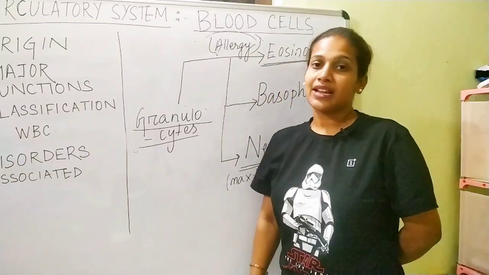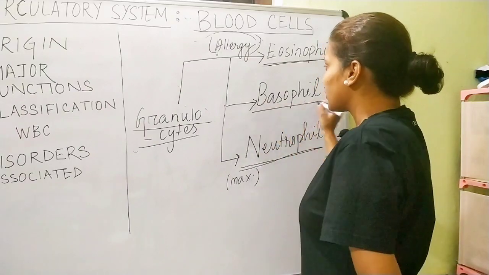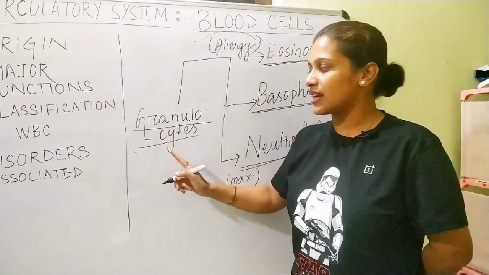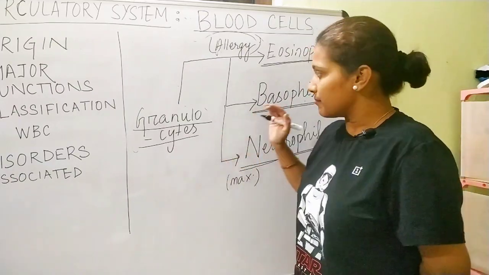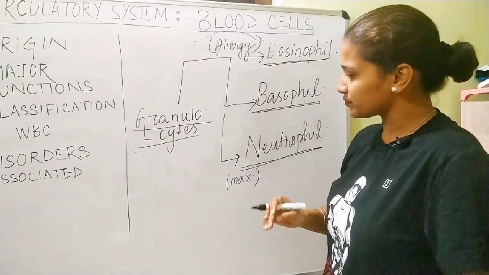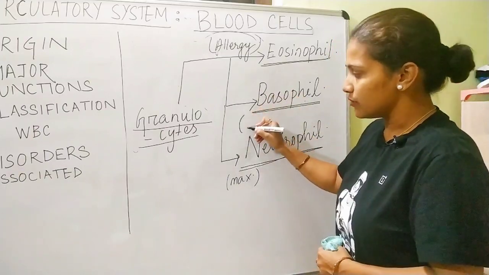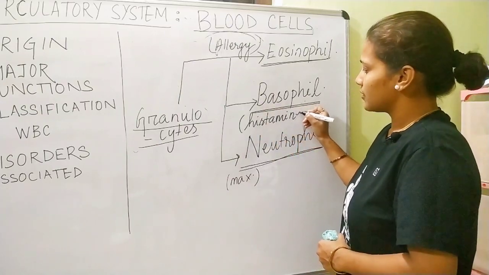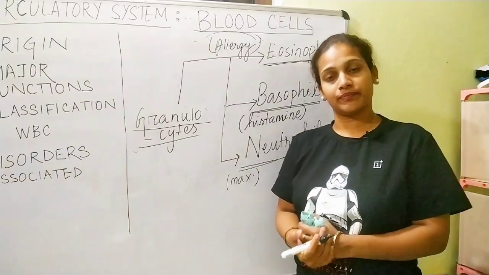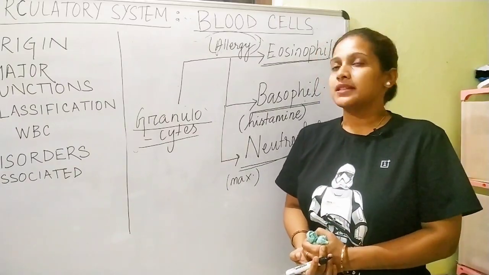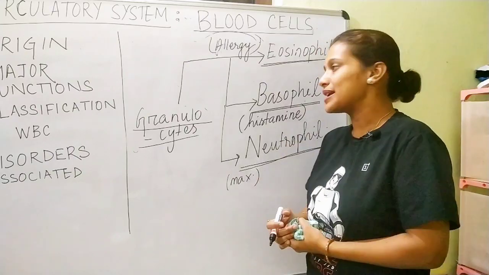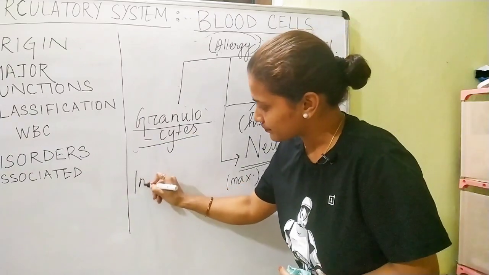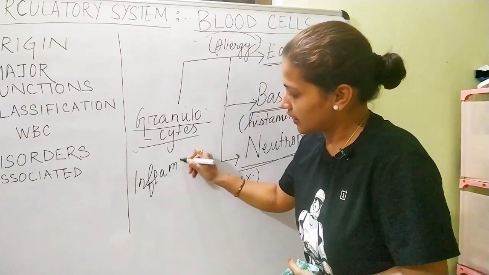The least number of granulocyte you will find is in case of your basophil. So the number of basophil is the least among granulocytes inside the blood. Basophils contain an important granule known as histamine. What is this histamine and what does it do? Now in your body, histamine once released, it will produce the symptoms of inflammation.